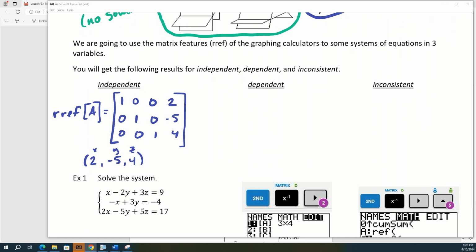For the dependent and inconsistent systems, that last row is going to be wonky. Actually, all the rows are going to be a little bit wonky. So for dependent, you'll get RREF of A equal to a matrix that's 3 by 4.